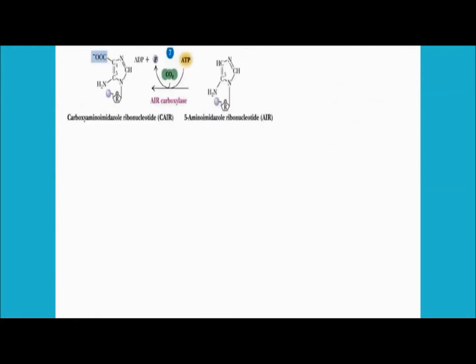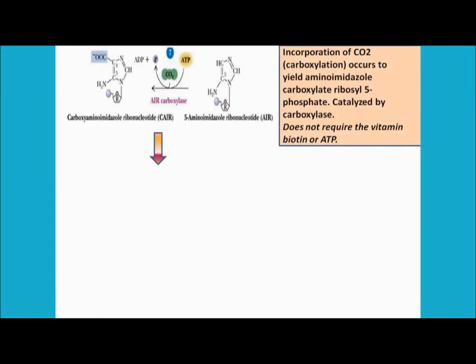The next step, what will happen? We have already studied regarding this thing. So now the next step is the incorporation of the carbon dioxide, that is the carboxylation will take place, right? The incorporation of the carbon dioxide will occur to yield the aminoimidazole carboxylate ribosyl 5-phosphate. It is catalyzed by the enzyme carboxylase. But you should remember that this step does not require vitamin biotin or ATP as a cofactor, right?